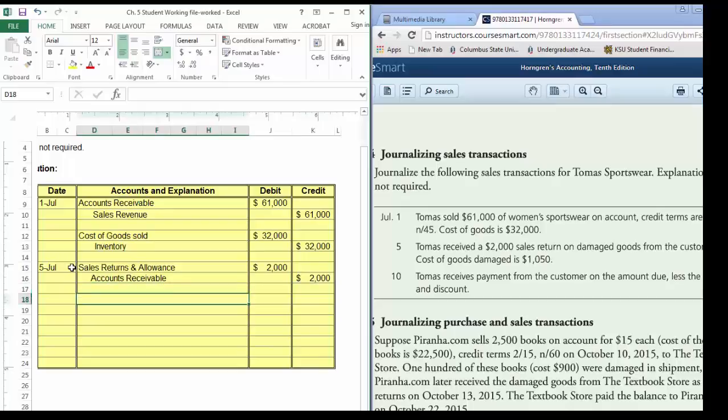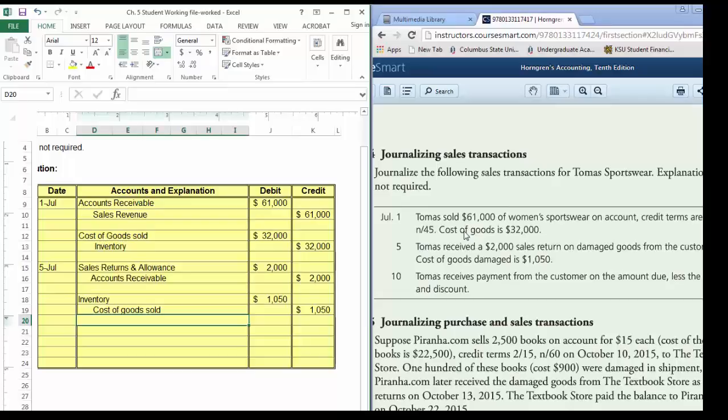All right. Then I'm going to adjust inventory. With inventory, it's just going to be the opposite. We're going to reverse the initial entry up here for the amount of the goods that was returned. So the cost was $1,050. So I'm going to debit inventory because I'm getting it back in my account, and I'm going to credit cost of goods sold.